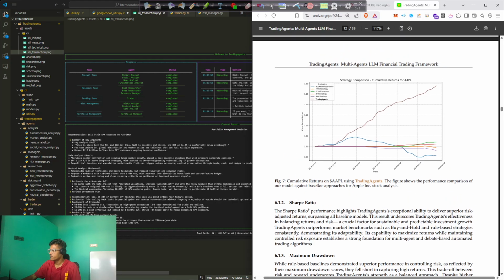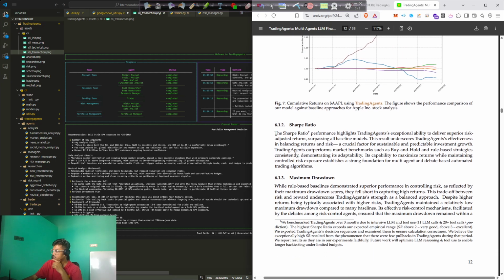Here we can see as well cumulative returns on Apple using trading agents. The figure shows the performance comparison of our model against baseline approaches for Apple stock analysis. All right, cool.